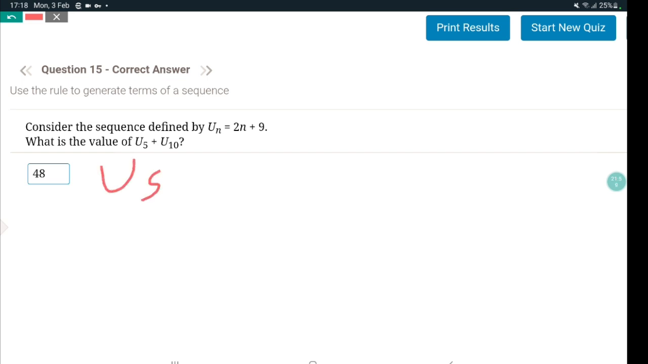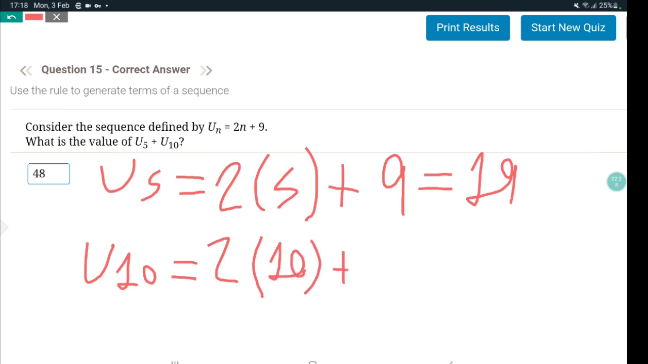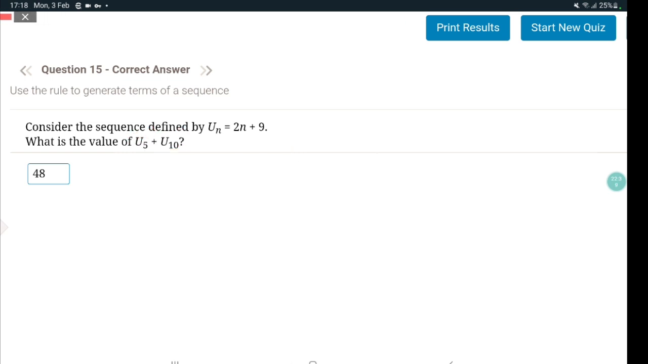Start with U5. What did we do here? We substituted the n. So U5 is equal to 2 times 5 plus 9, which is going to be equal to 19. Now let's find U10. U10 is equal to 2 times 10 plus 9, which is going to be equal to 29. The question is, what's both of them added? So you add them, and it's going to be equal to 48. Okay, next question.